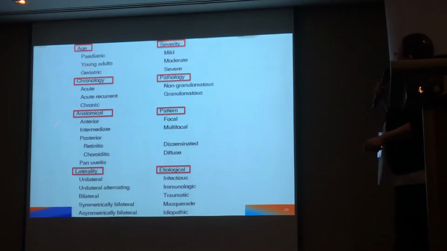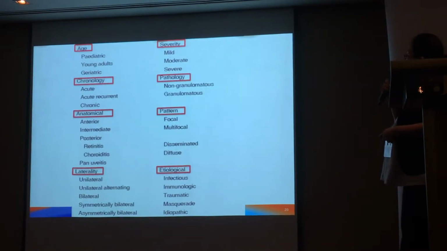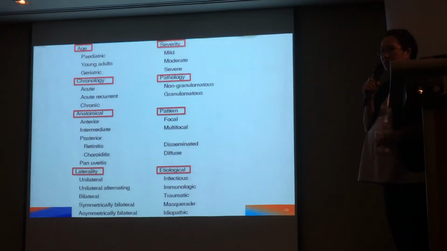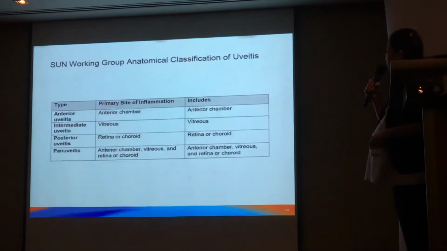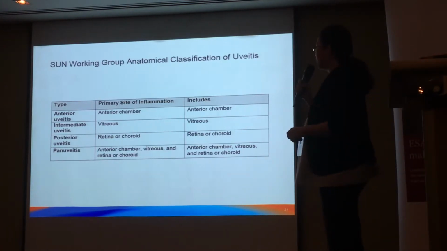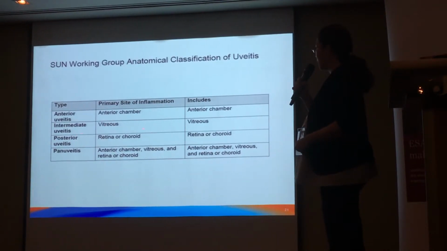Okay, so it's broken up into anatomical classification, and then you can talk about the patterns, the etiology, and also laterality, which will help you decide whether you might want to work up the patient for systemic causes, especially if they present bilaterally in the first instance. Now, this is the SUN working group anatomical classification. It tells you about anterior, intermediate, and posterior uveitis, and where the primary site of inflammation would be.